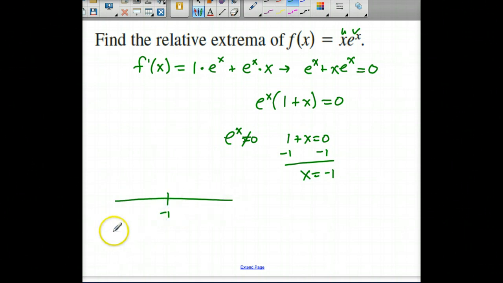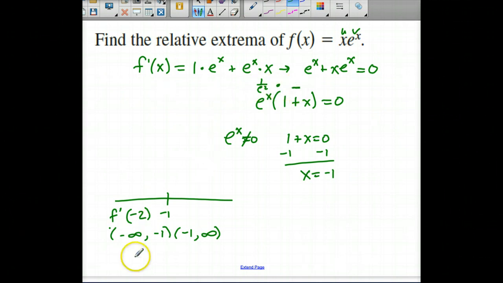So if you like a number line or you want to do intervals, pick a number in the interval from negative infinity to negative 1, like negative 2. Put that into the derivative. So that's this or this, but in fact the factored form is a little easier. 1 plus negative 2 is a negative number. And e to the negative 2 really just means 1 over e squared. So that'll still be a positive number. So we have a positive number times a negative number. So that will be a negative derivative.